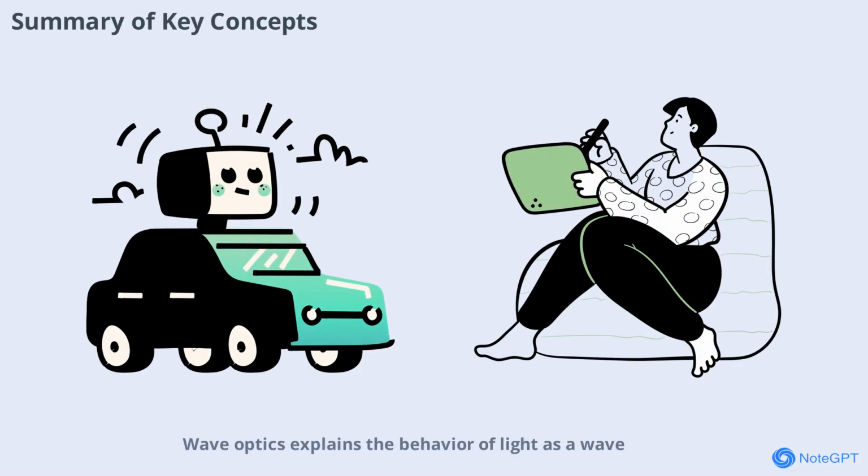Wave optics explains the behavior of light as a wave, leading to phenomena like interference and diffraction. Interference patterns arise from the superposition of waves, and their analysis has led to major advances in science and technology. Understanding these concepts is essential for anyone interested in physics or engineering.